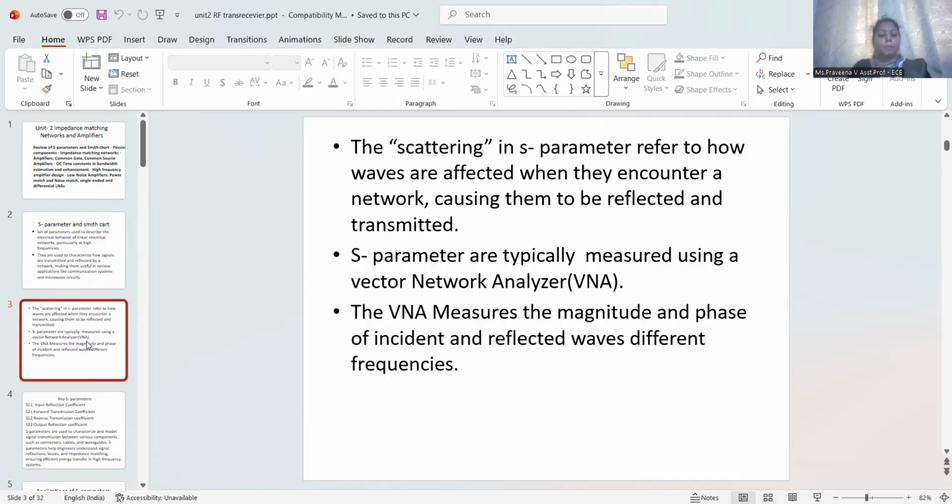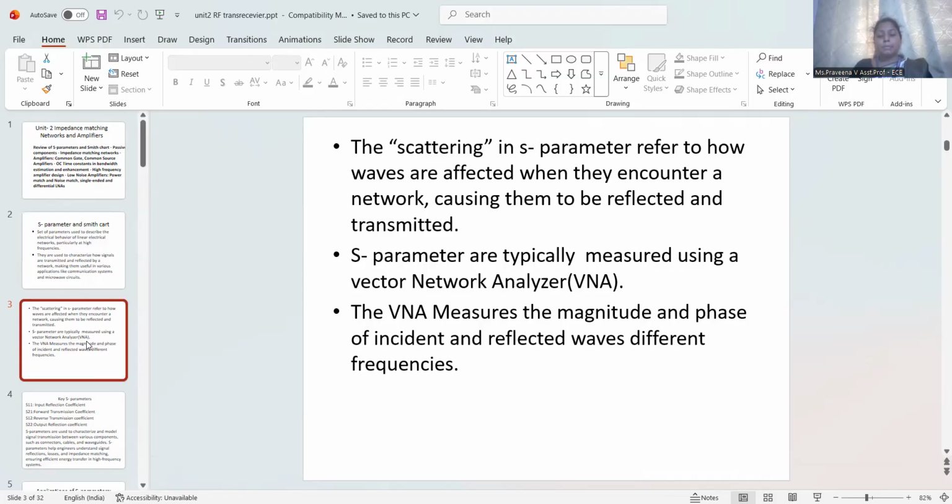So, S parameters are typically measured using a vector network analyzer. That is, S parameters will be measured using a VNA. VNA is nothing but a vector network analyzer. It is a specialized instrument that measures both the magnitude and phase of incident, reflected, and transmitted signals over a range of frequencies. These measurements give detailed information about the performance of overall RF and microwave components such as amplifiers, filters, antennas, and transmission lines.